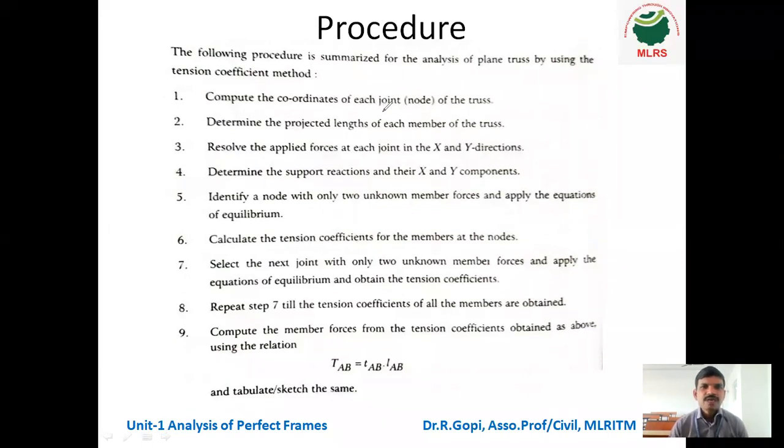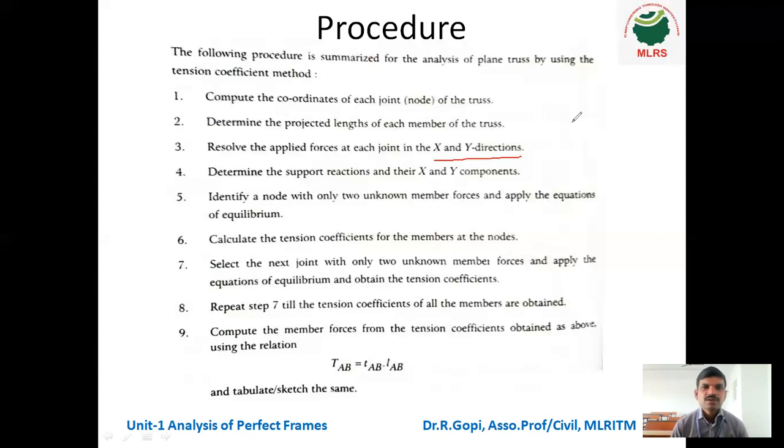Compute the coordinates of each joint. See, the other name of joint is node. Compute the coordinates of each joint of the truss. Coordinates means we have to identify both the x-axis and y-axis values of a particular joint, and mention them in the diagram. Next, determine the projected length of each member, that means the length of each member.